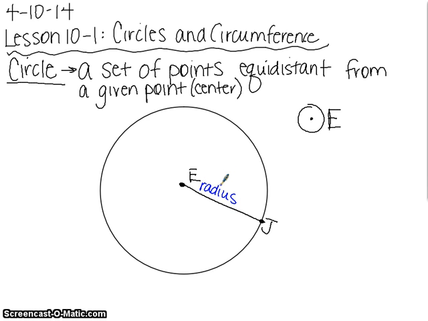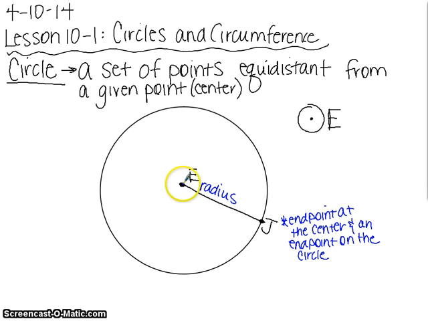Okay. And a radius has an endpoint at the center and an endpoint on the circle. Okay, so here's the endpoint that's the center. Here's the endpoint that's on the circle. One of those points on that circle.